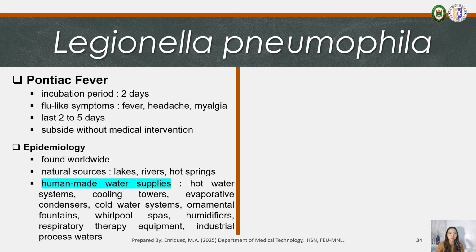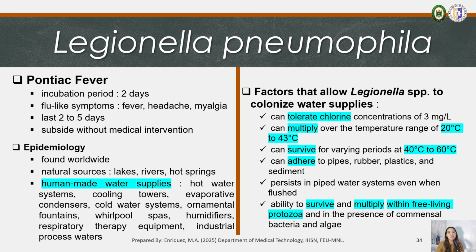So Legionella pneumophila could be found worldwide from both natural and man-made water sources. Okay, so dun po natin na-acquire ang Legionella pneumophila from water sources. Now, what are the factors that has allowed Legionella to survive in such a wide range of water supplies? Okay, so first up, they can tolerate chlorine concentrations of up to 3 milligrams per liter. And as we know, chlorine is commonly used in swimming pools, di ba po?